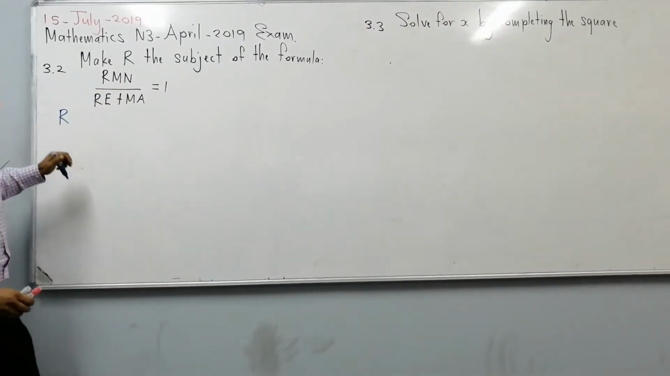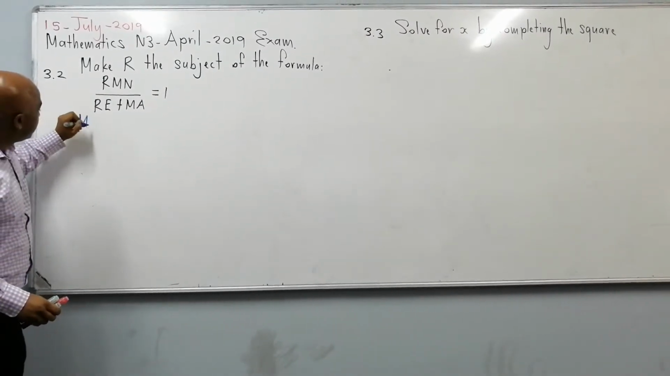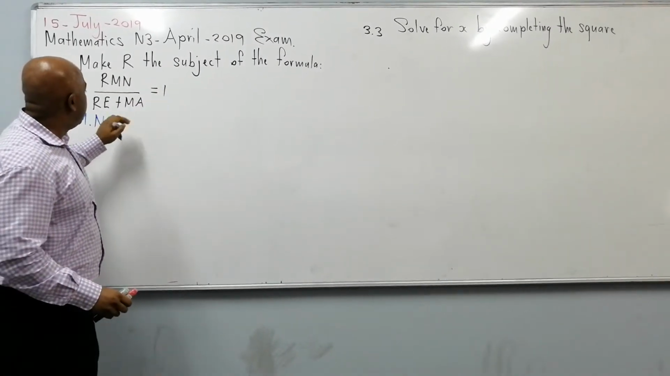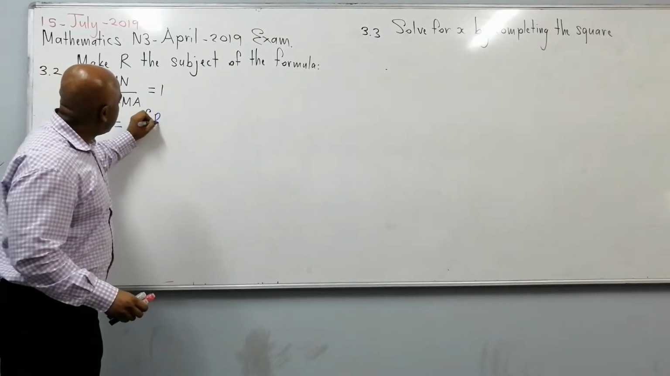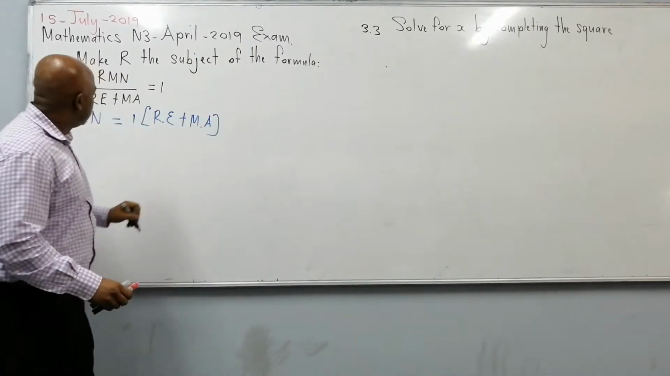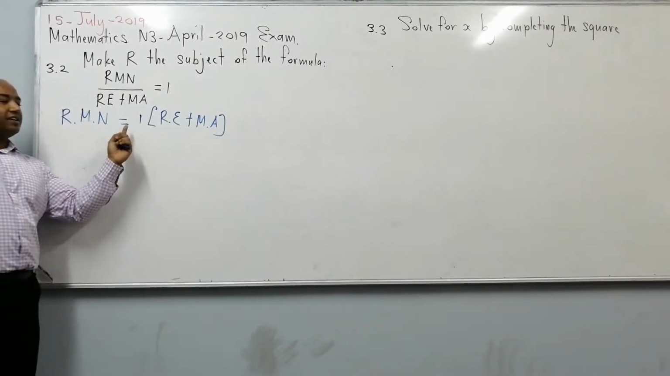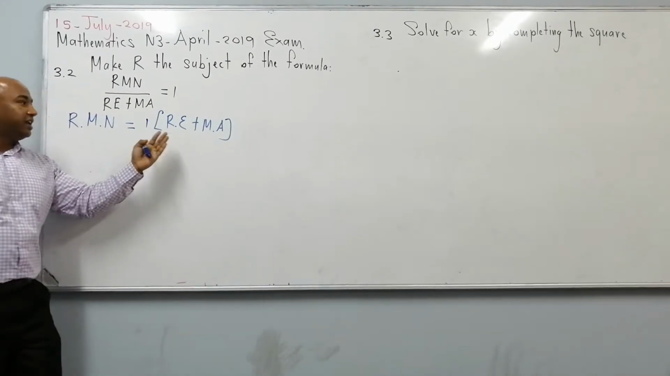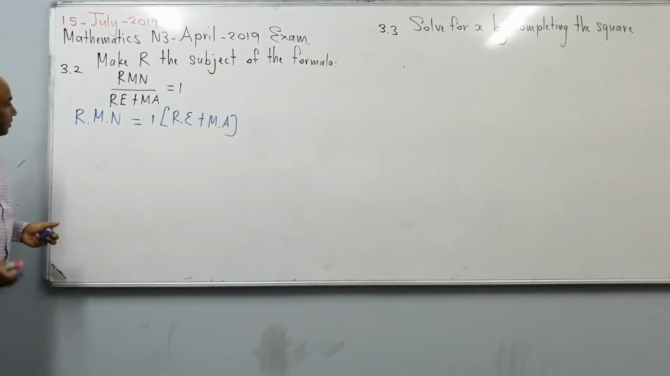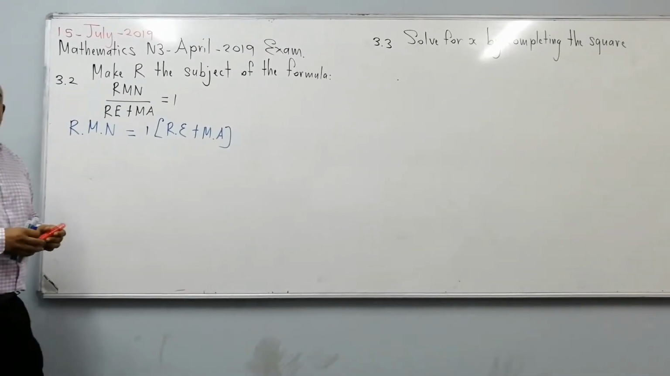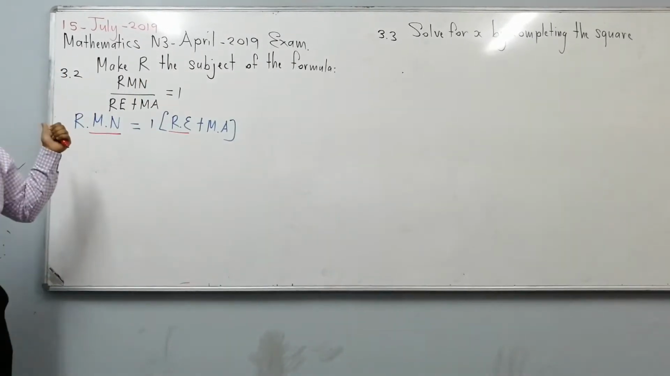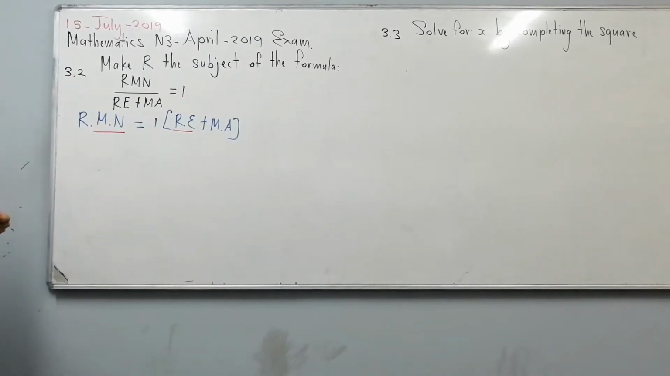So it means R times M times N is equal to, if I cross multiply, 1 times R times E plus M times A. I don't have to write down the 1 there, because anything multiplied by 1 is equal to itself. Now, what is my aim here? The aim is to get the terms with R on one side, so that we can take out a common factor.